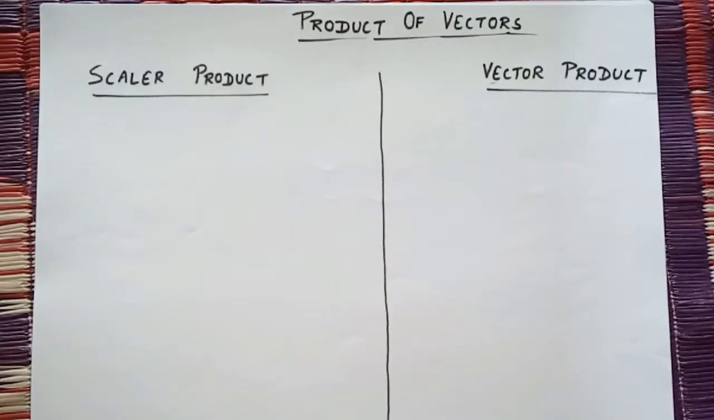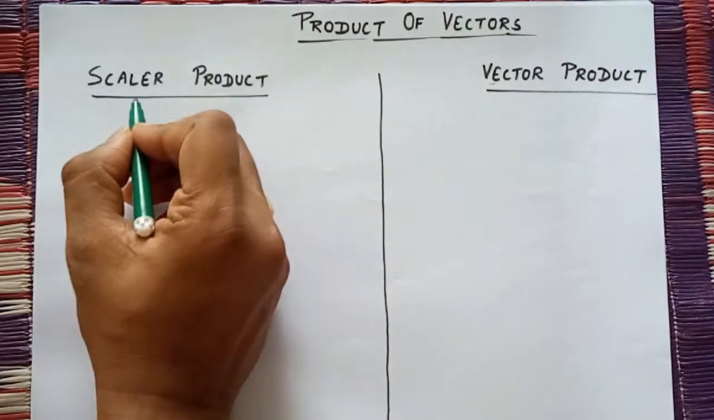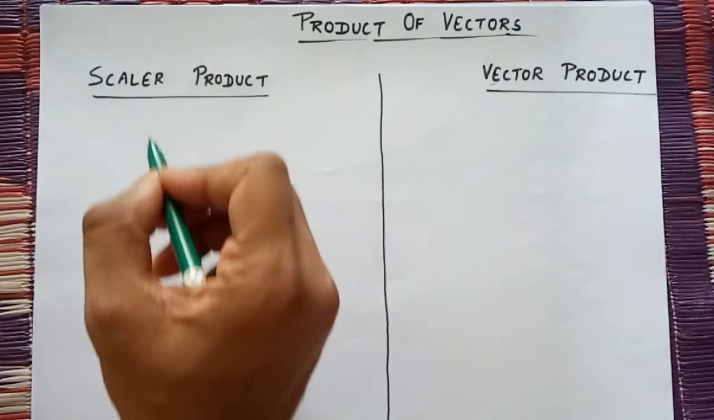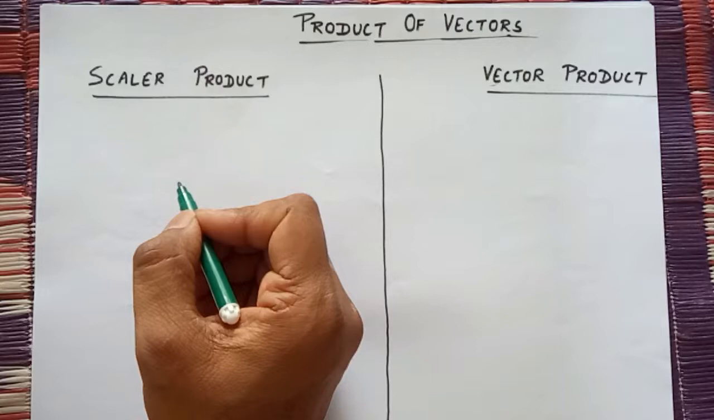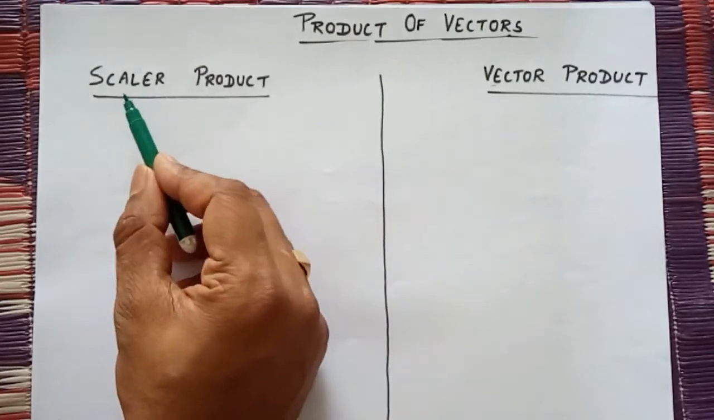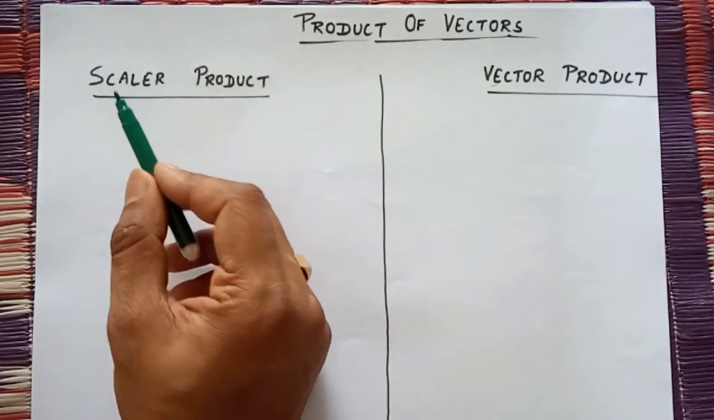Today our topic is product of vectors. There are two types of the product of vectors. First type is scalar product and the second type is vector product. Okay, what is scalar product? If the resultant, or I can say the answer of product of two vectors is a scalar quantity, then it is known as a scalar product.